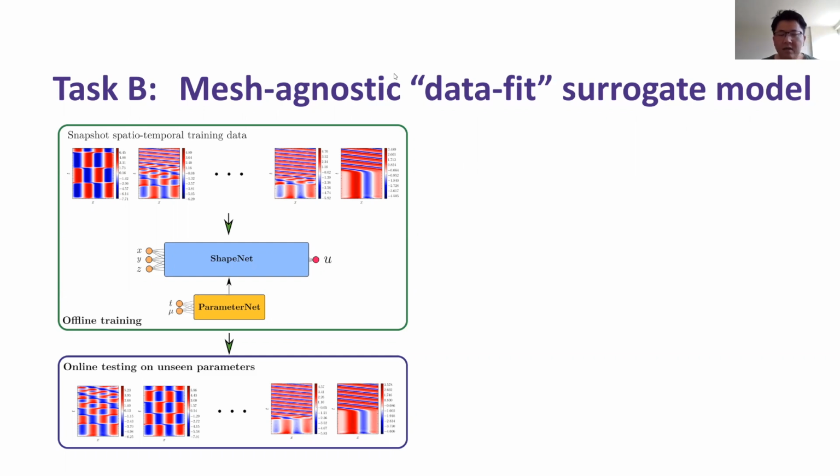We are given, I think, 20, 40, 60 simulations, 1D simulations, and we feed them into the ShapeNet. The input to the ParameterNet is t and mu. The input to the ShapeNet is x, y, no z. Sorry about that. There's no z. It's only x. Sorry, it's a 1D problem.